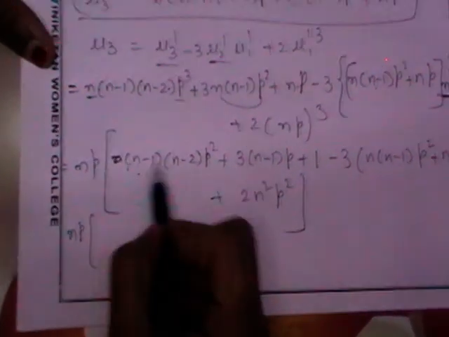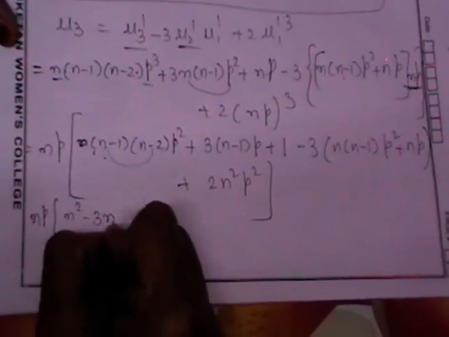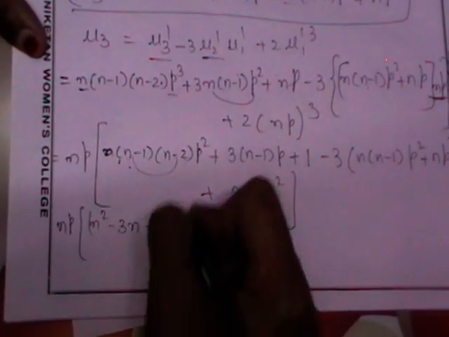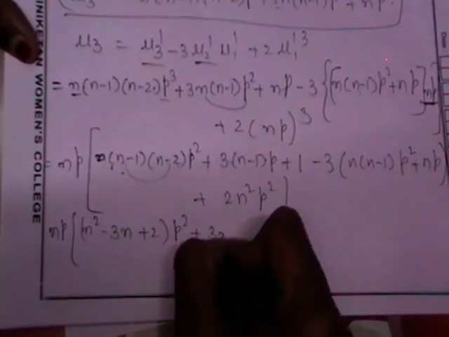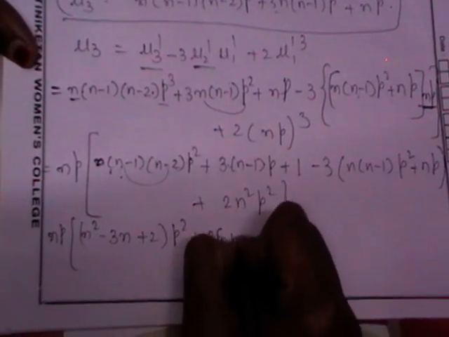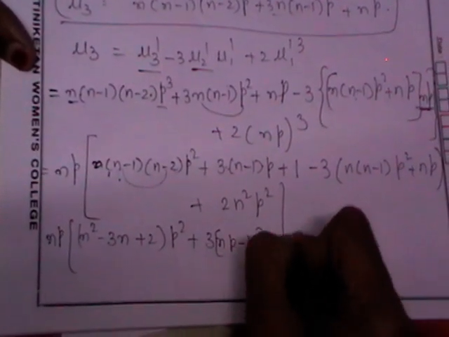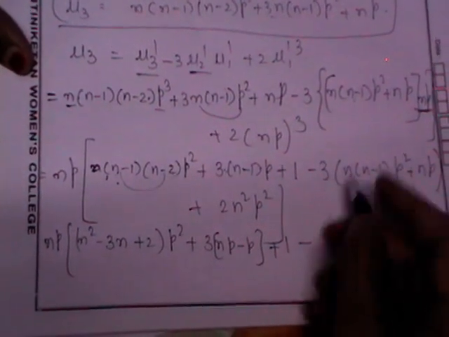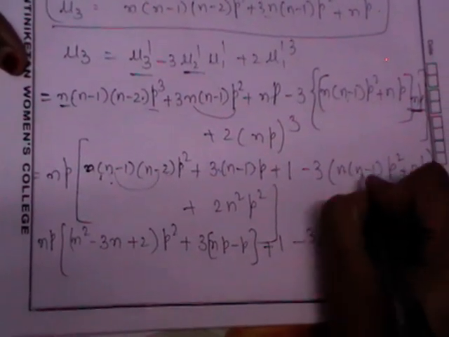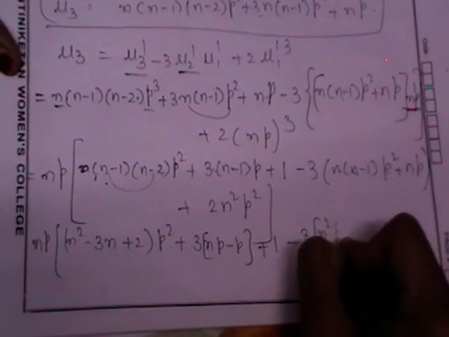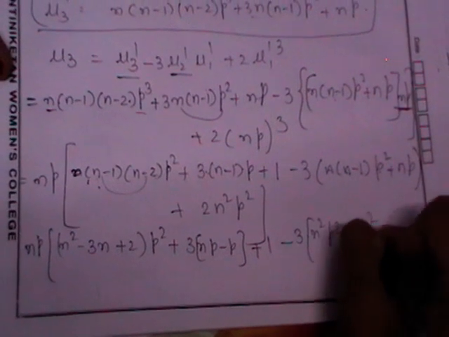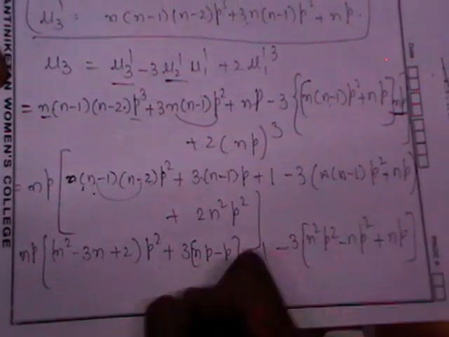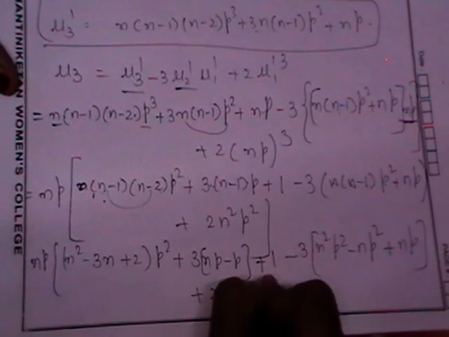How much will you get? You can multiply these two binomials. You will get n square minus 3n. Just do it. You can do this multiplication. I am writing those directly. I want to rewrite this 3. I can write n into p as np, np minus p plus 1. Let us multiply these also. Then you will get 3 into n square p square, n into 1, n minus np square plus np plus 2n square p square.